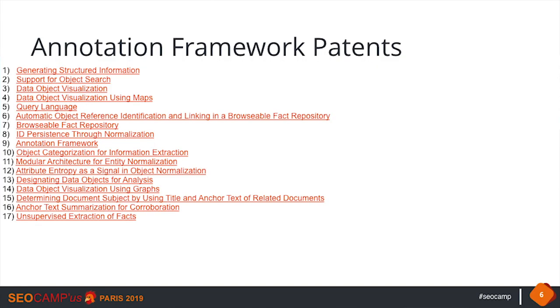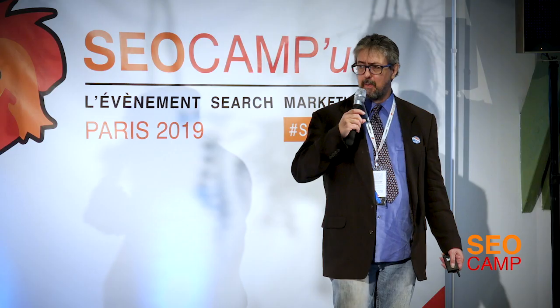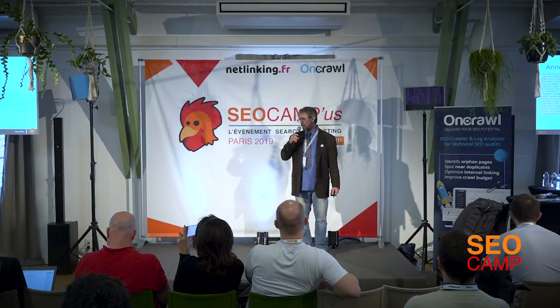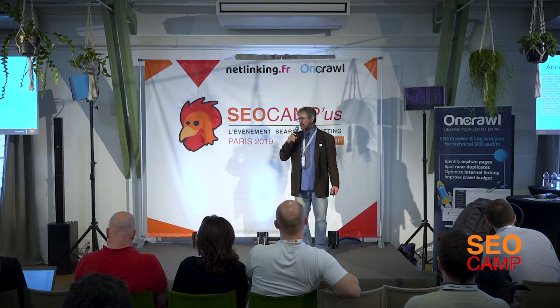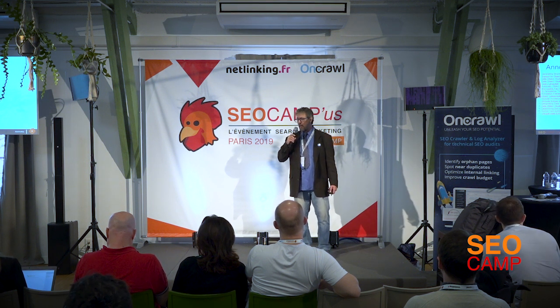There were a bunch of patents about the annotation framework. In some of the patents, it's clearly about the annotation framework. There's one of them called the Annotation Framework. Okay, there's one called Browsable Fact Repository, which isn't the knowledge graph, but it's a lot like it. So these were sort of the roots of Google's knowledge graph. And I thought they were really interesting to look at, to learn about, because Google wasn't talking about them. We had no idea they were happening.